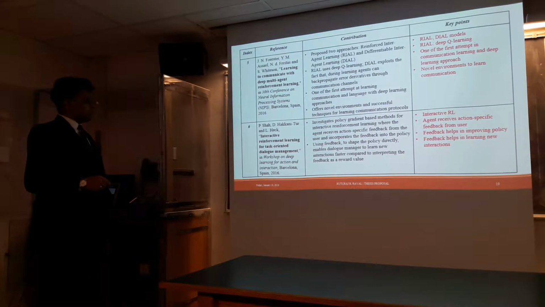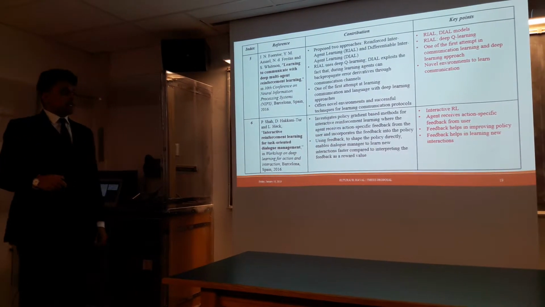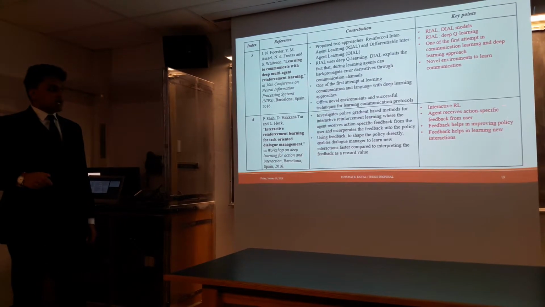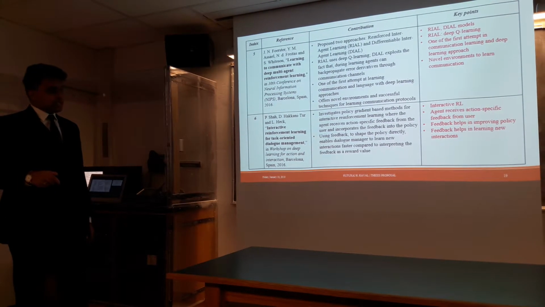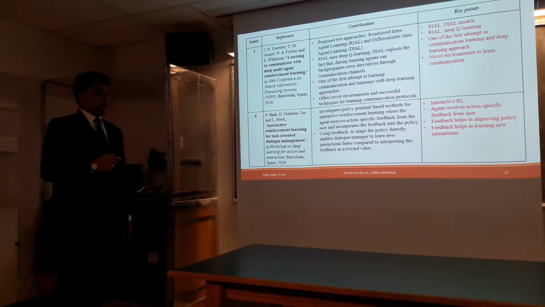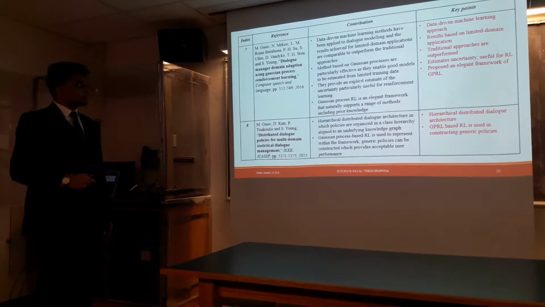Sixth paper is interactive reinforcement learning for task-oriented dialogue management. So they focused on interactive reinforcement learning. The agent receives action-specific feedback from the user. So the feedback is the important thing, which I'm going to discuss next. Feedback helps in improving policy, and the feedback helps in learning new interactions as well.